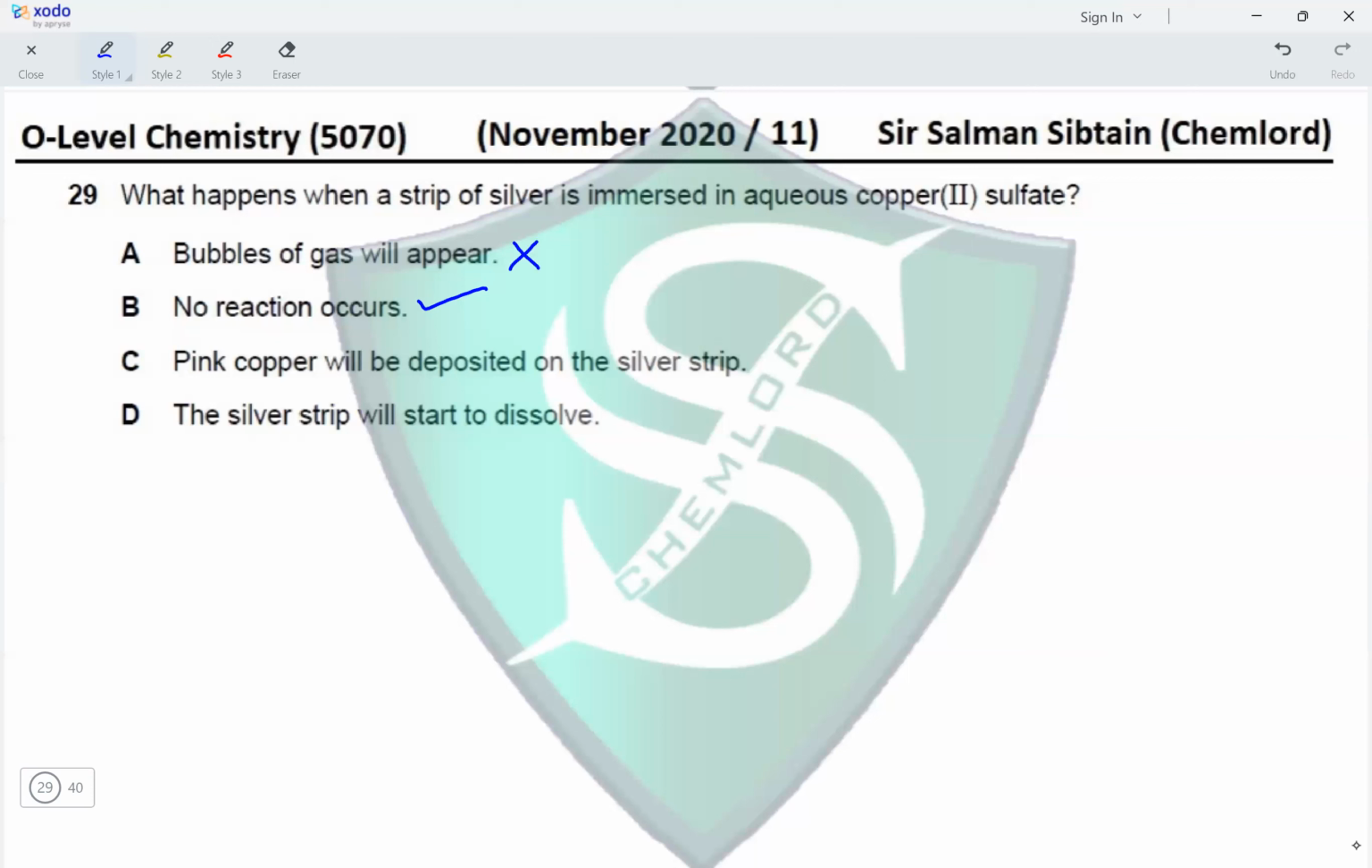Pink copper will be deposited on the silver strip. This would happen if the metal instead of silver was more reactive. Not in this case. The silver strip will start to dissolve. No, a more reactive metal strip would start to dissolve. So this results in option B being the correct option for this question.